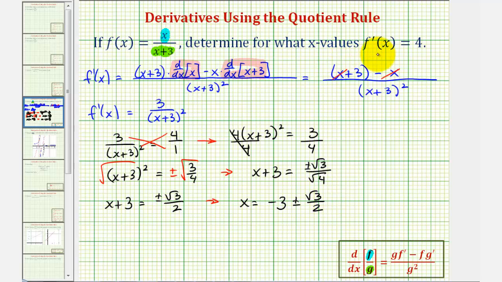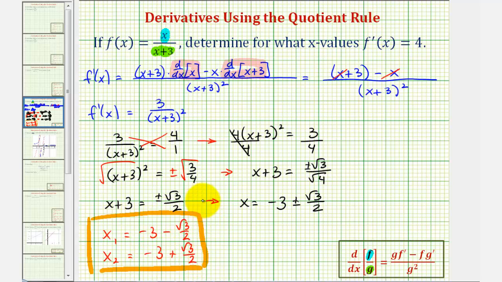So the x values for which f prime of x equals 4 would be, let's say, x sub 1 equals negative 3 minus square root 3 divided by 2. And the other x value would be x sub 2 equals negative 3 plus square root 3 divided by 2. We are going to show what this means graphically in just a moment, but to check it graphically, it'll be helpful to have the decimal approximations for these x values. So this first x value is approximately negative 3.866, and the second x value is approximately negative 2.134.